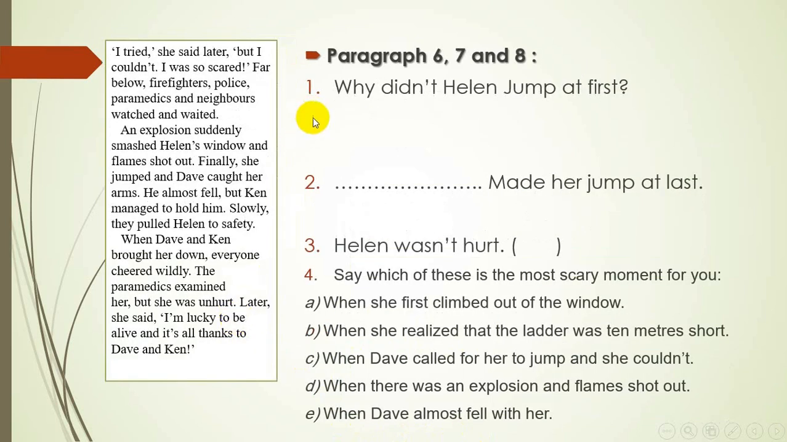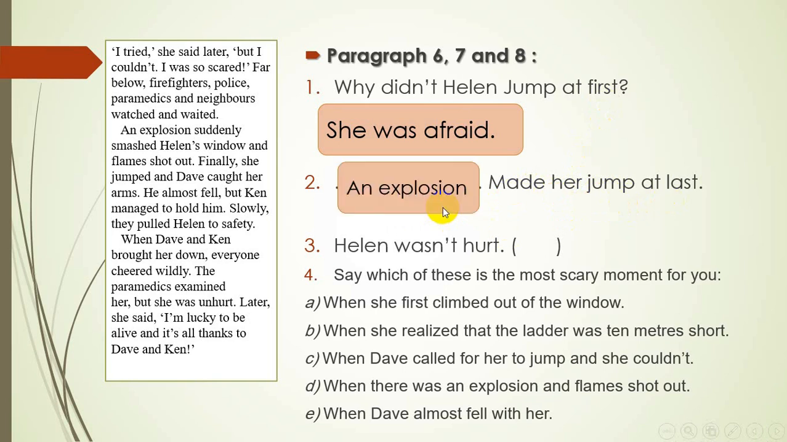Let's move to the last part, paragraph 6, 7, and 8. Why didn't Helen jump at first? Because she was afraid. كانت خائفة. She was scared. Number 2. What made her jump at last? ما الذي دفعها إلى القفز في النهاية? An explosion. انفجار.